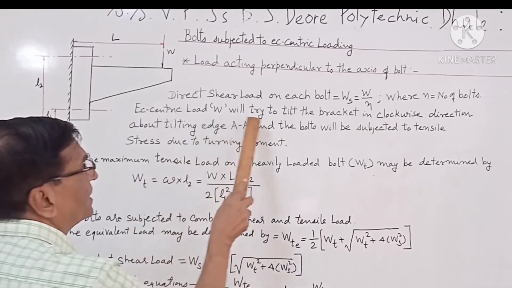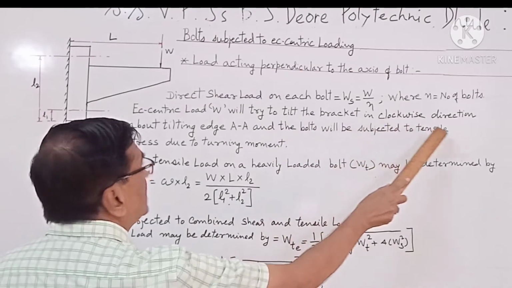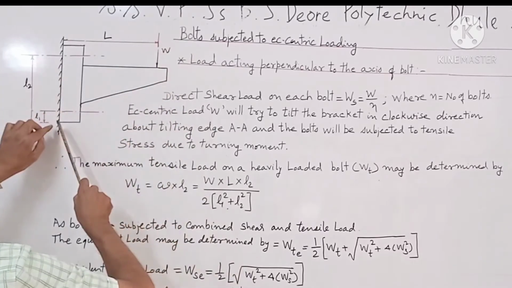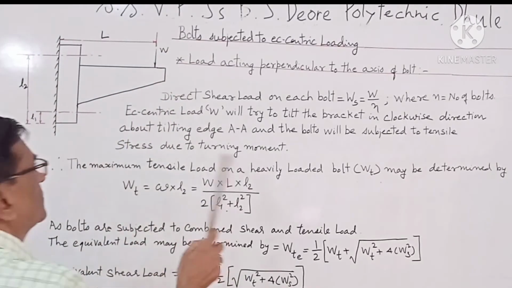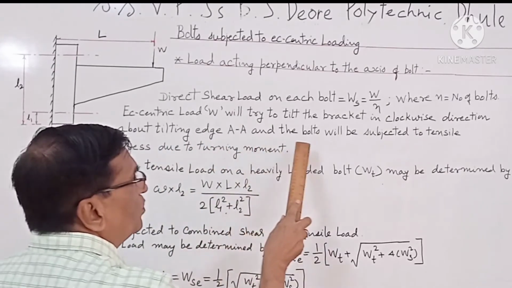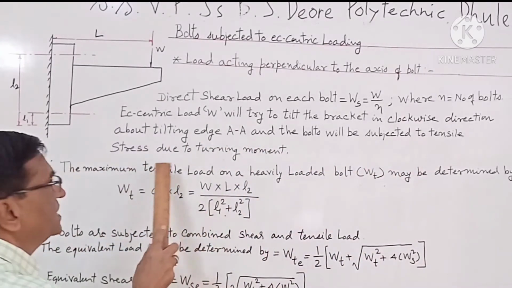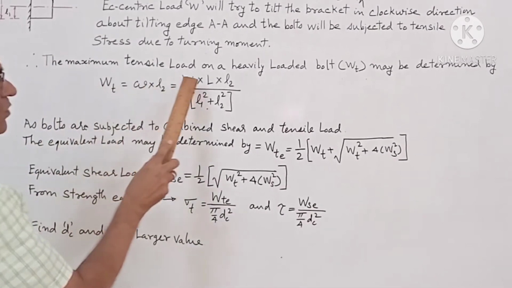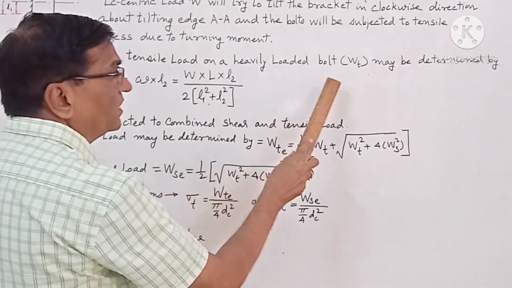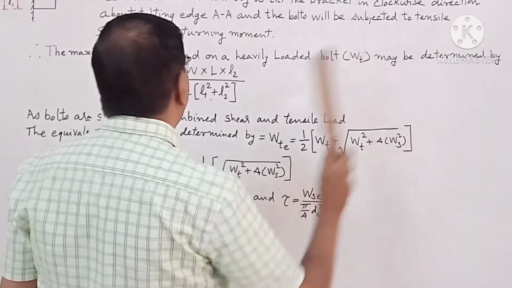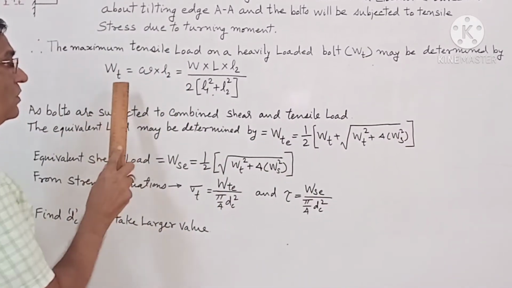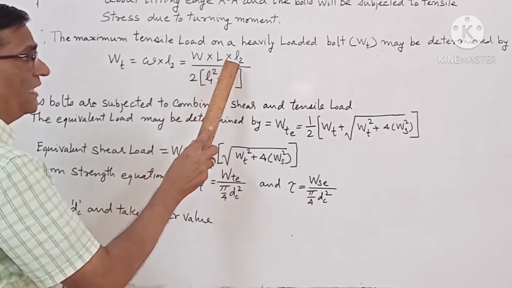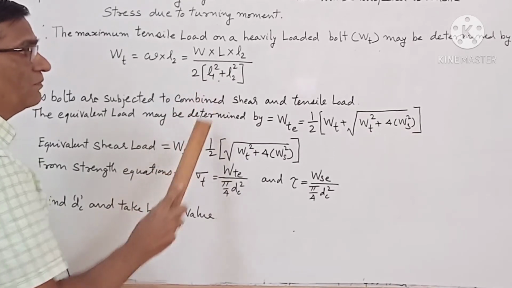Eccentric load W will try to tilt the bracket in clockwise direction. This load will try to rotate the bracket about the tilting edge A, and the bolts will be subjected to tensile stress due to turning moment. Therefore, the maximum tensile load on a heavily loaded bolt, Wt, may be determined from this equation: Wt is equal to small w into L2, that is equal to W multiplied by L multiplied by L2 upon 2 in the bracket (L1 square plus L2 square).